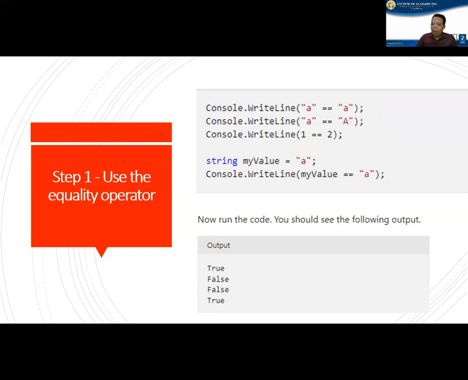On the fourth statement, we assign a string variable value, my value, to a lowercase character A. And on the fifth statement, we actually check if the value of the variable my value is equal to a lowercase character A.